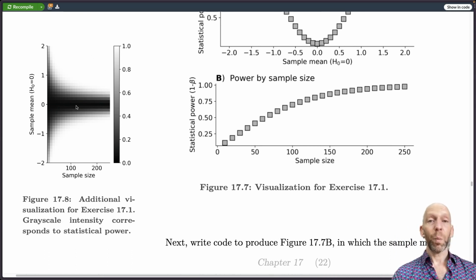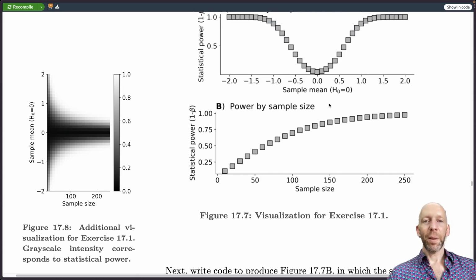So what we see is power on the color axis. White colors correspond to higher power. And then here you can see this image looks like a grid. And we get all the combinations of sample sizes and sample means that we had here.